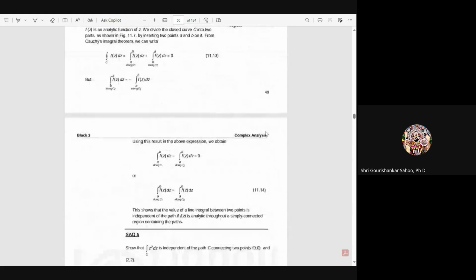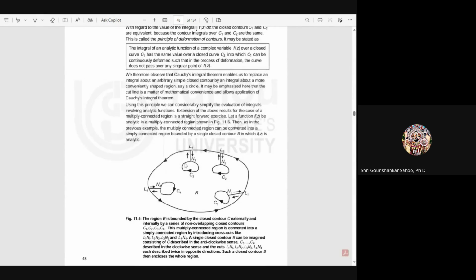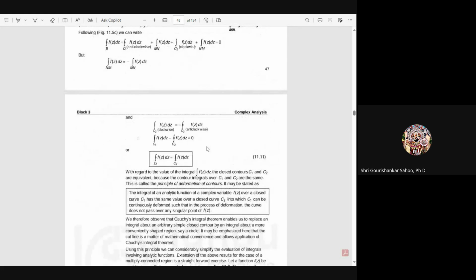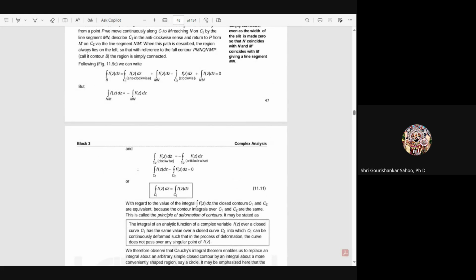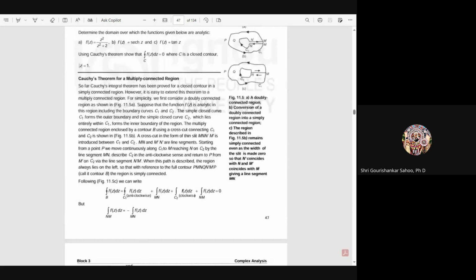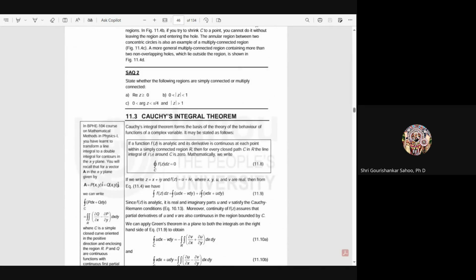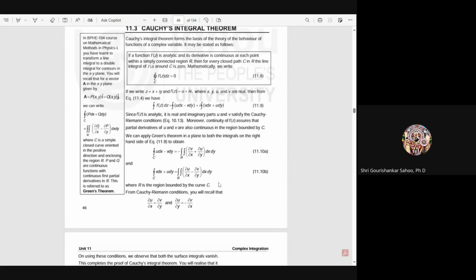Cauchy integral theorem. These are the cross curves N3, N2, N4, N1, and so on. Integration over C1 is equal to integration over C2. And the proof I have shown in the previous class. Here it is only the expression. And this is the Cauchy integral theorem which I have proved.